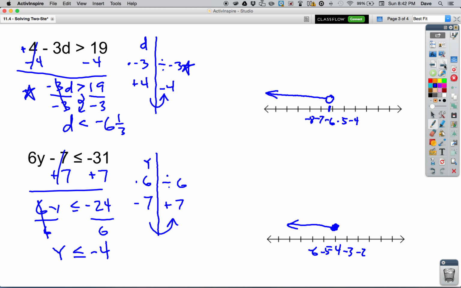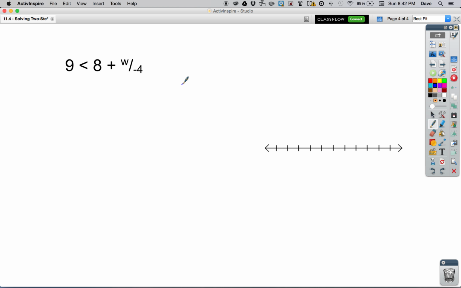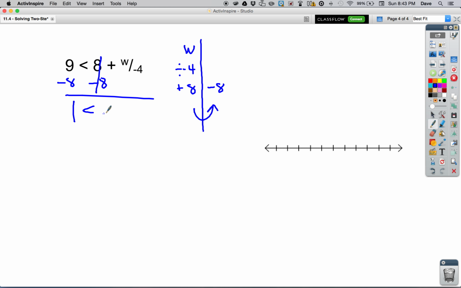All right, how about one last one? Let's take a look here. So, do my roadmap. Got w. Looks like they took w and divided it by negative 4. And then they added 8. So, pull a U-turn. Start off by subtracting 8 from both sides. We get 1 is less than w divided by negative 4. And here we multiply by negative 4.